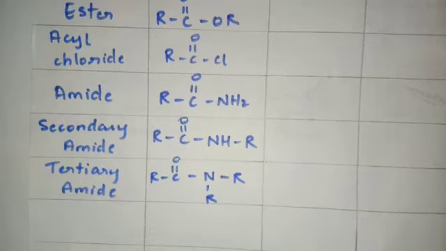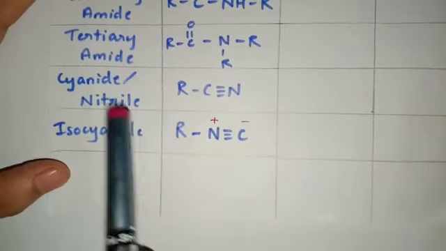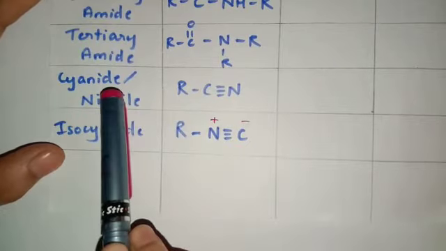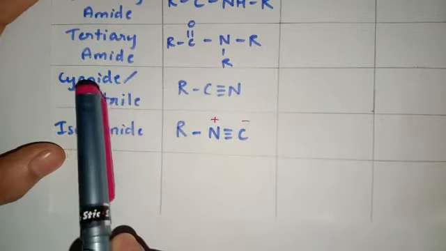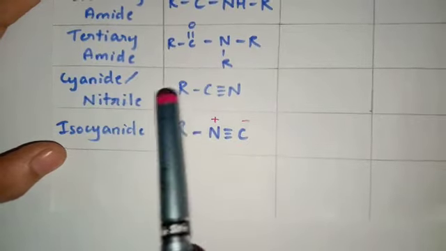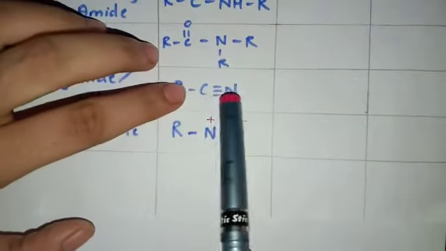The next one is cyanide, also known as nitrile. This is the formula: R C triple bond N. This C triple bond N is the cyanide group, or the nitrile group.